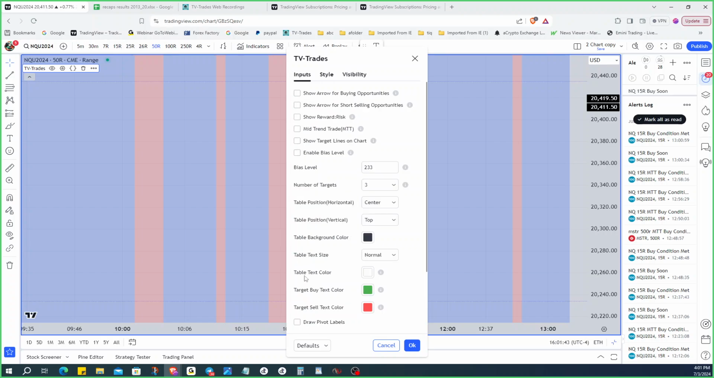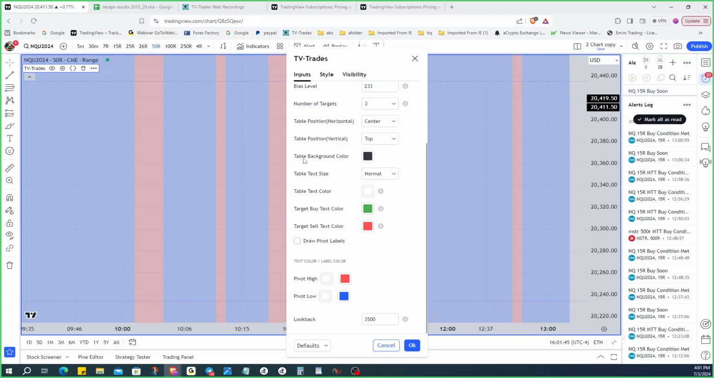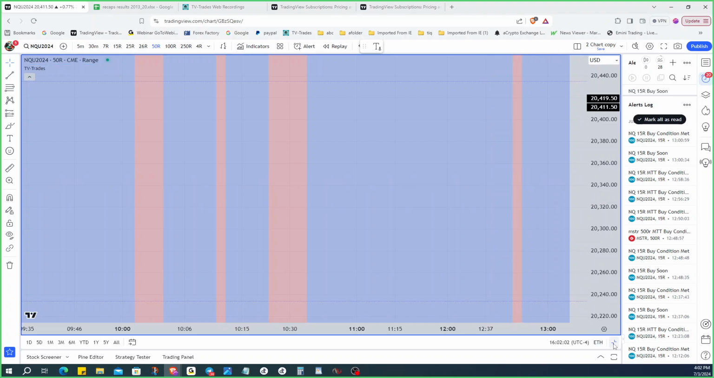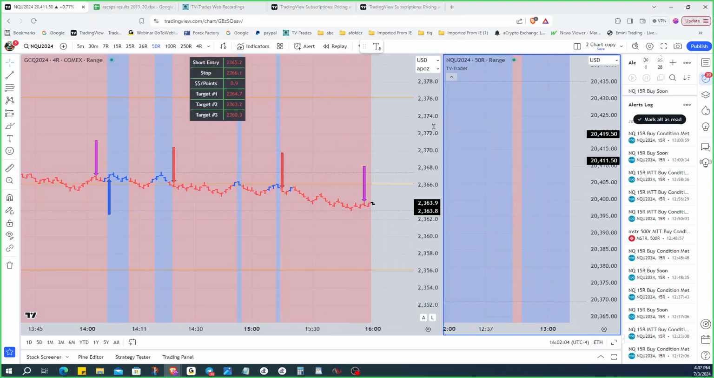In here, uncheck all of this stuff. Just uncheck it all, and only show in here the buy sell area. The other stuff doesn't really matter because you unchecked everything else. You're not going to get any bar, so don't do the bar color. Uncheck the bar color, and that will give you a long-term chart with nothing else in it.